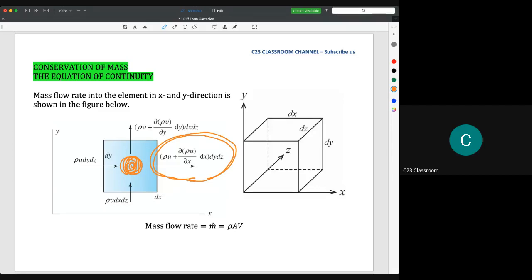However, if we use gas as our medium, gas has the possibility to be compressed or to expand itself. When it compresses or expands, the density will change. So sometimes the change does not only occur in the velocity, it could also occur in the density. That's why we write the terms at the outlet here like this.